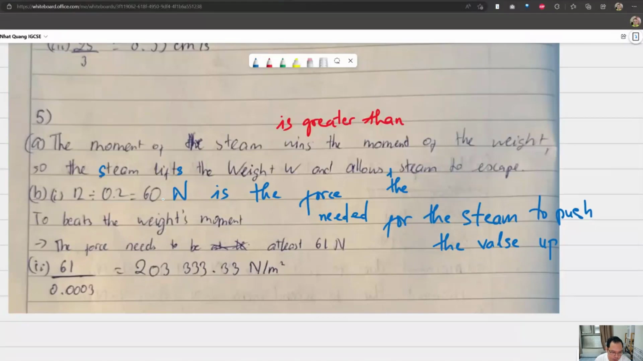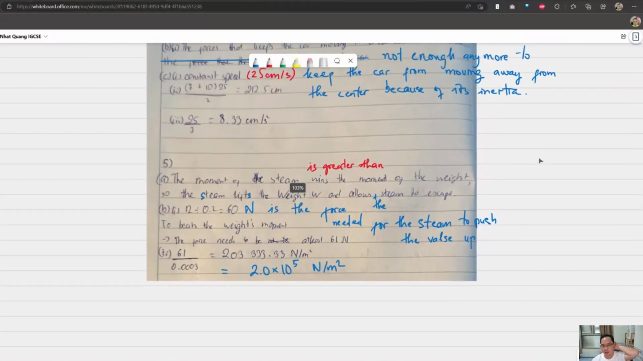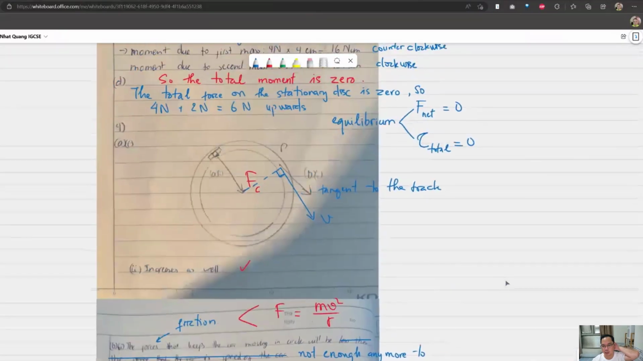Okay, and divide that force. You wrote 60 here, but you use the value 61. Okay, and round it to two significant figures. You can write 0.2 times 10 to the power of 5, Newton per meter square. You don't need to take that many numbers. We learned significant figures already. Okay, apply what we learned. Significant figures. Okay. Anyway, good job, and please fix that and send me the picture.